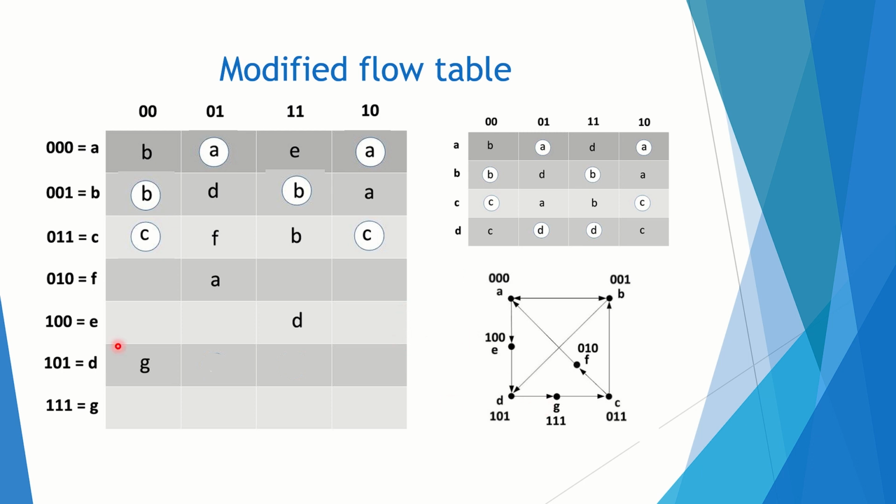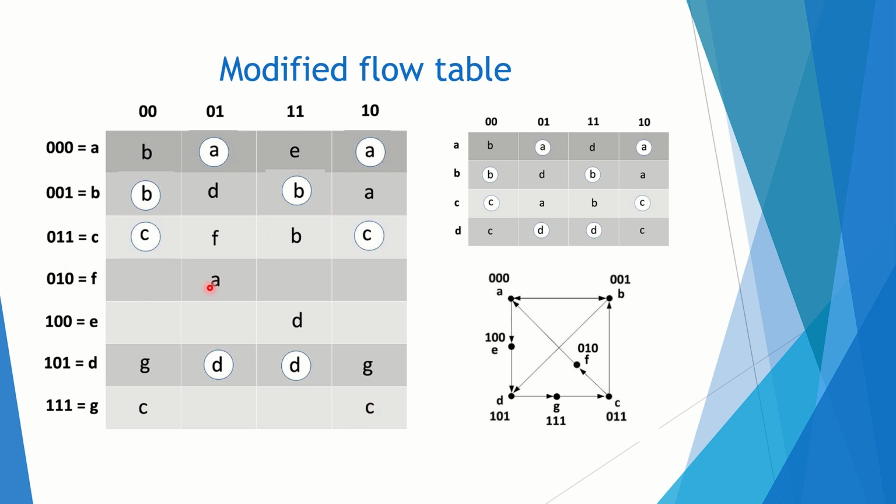So D to A. Sorry, here D to C. See here D to C. D to C, there's an independent transition G, and G for the same value there will be C. So C comes here, and see here D for D same, D for D same, and D to C again G, and for G for the same input C will come there. So this is the modified flow table.